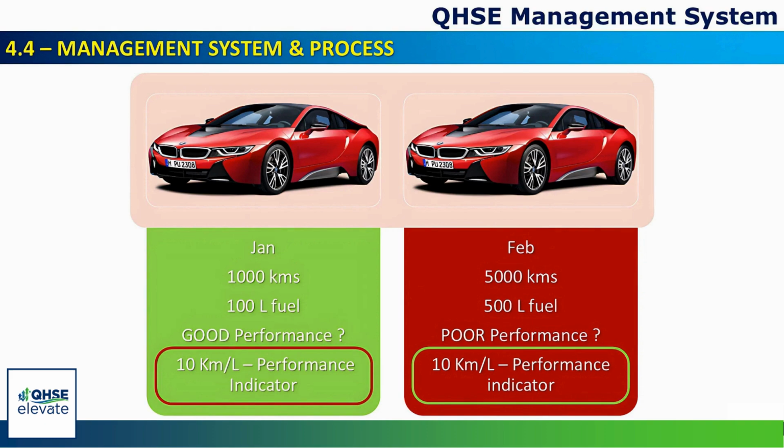Does that mean the car's performance was good in January and the car's performance was good in February based on fuel consumption? The consumption depends on the distance traveled, which is the output achieved. It is relevant or specific to kilometers. Therefore, in kilometers per liter, the indicator is the same in both months. When setting environmental performance indicators, we need to consider the output as relevant or specific.